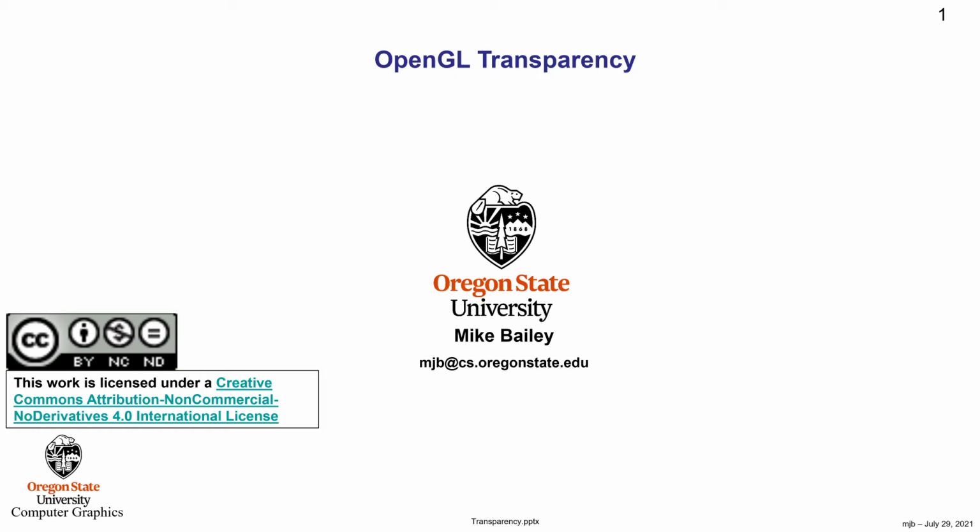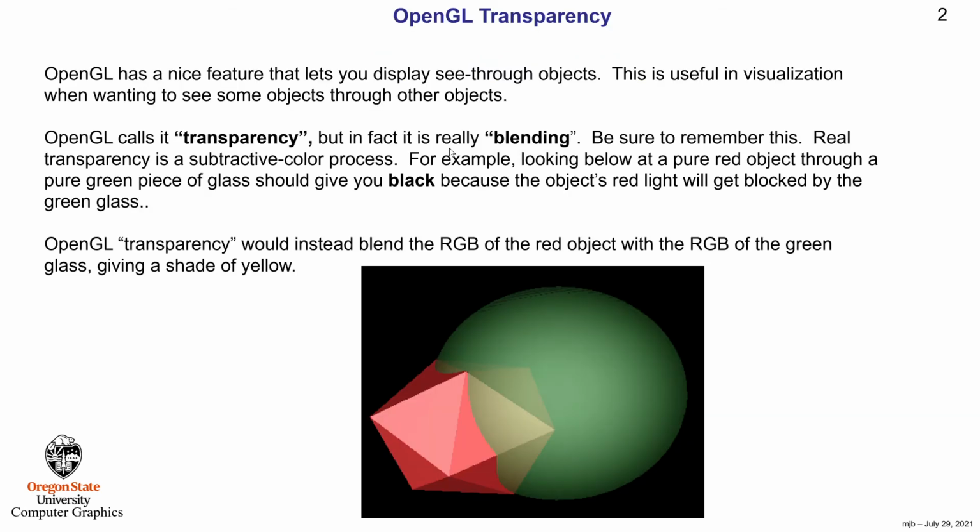I've mentioned before that OpenGL has a transparency feature, and so, yeah, I think now's the time to learn to use it. It does turn out to be useful for a lot of things. One thing to recognize, though, is it's not really transparency. It is blending. Okay. Now, what's the difference?